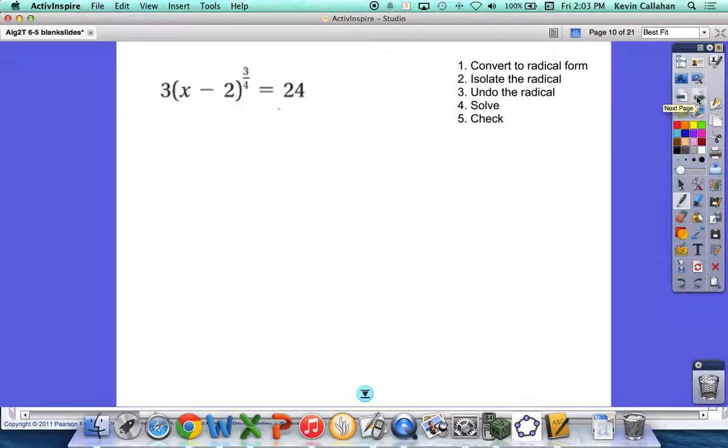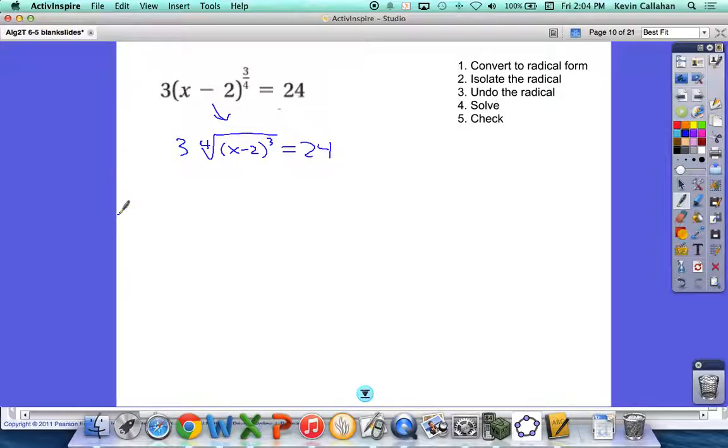Okay, how about this one? Again, convert it to a radical. What's the radical going to look like? What's the index of the radical? 4, right? And what goes inside the radical? X minus 2 cubed. So that's 3 times that equals 24.